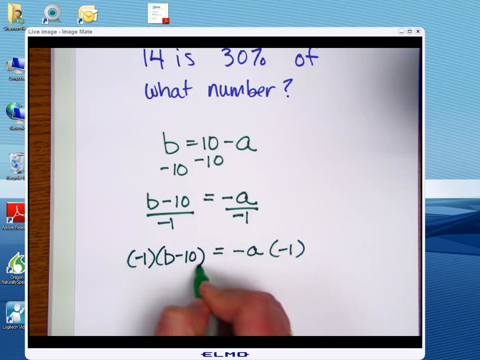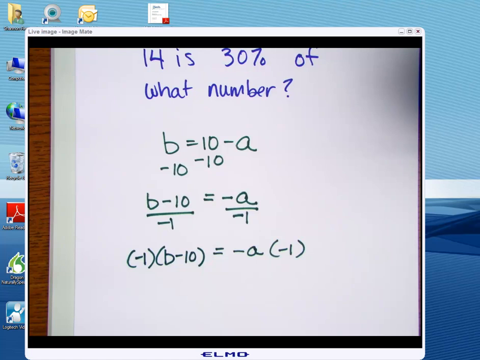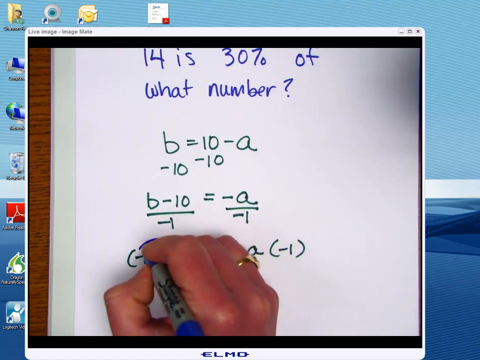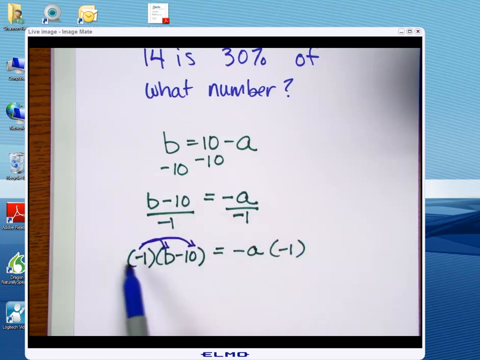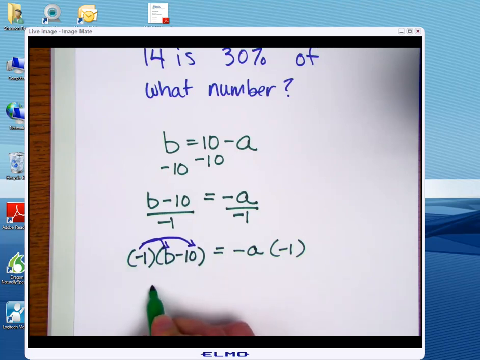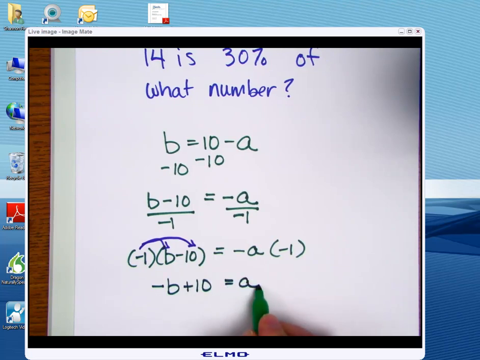The reason for that is if you multiply both sides by negative 1, this negative 1 has to be distributed through. So you have to multiply the b and the negative 10 by negative 1. What's going to happen there is you end up with minus b plus 10 equals a.